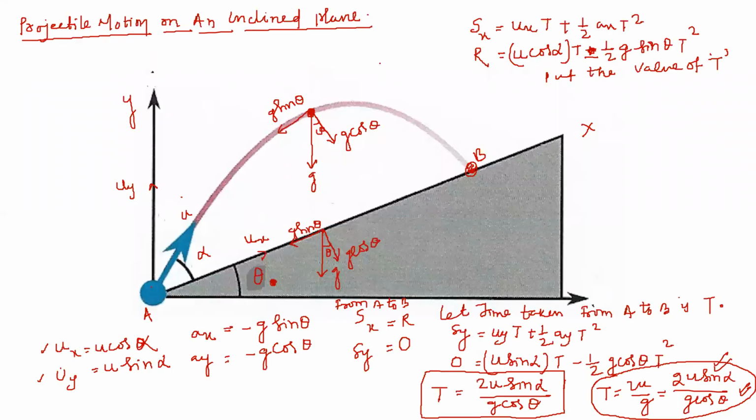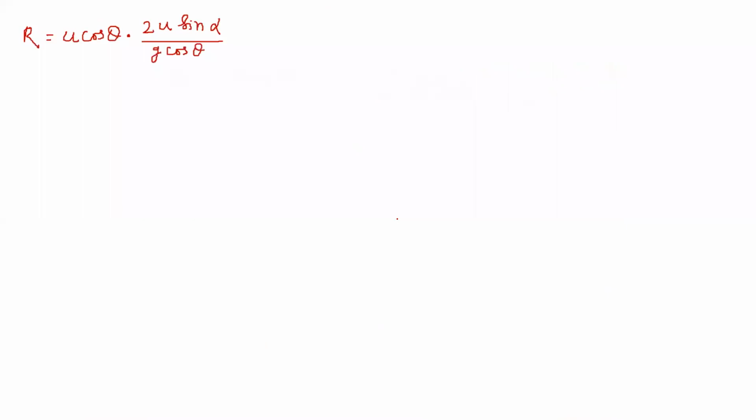Friends, see here, it was U cos alpha. Then T is equal to how much? 2U sin alpha by G cos theta. So it will be U cos alpha only, no theta, and here 2U sin alpha divided by G cos theta in the place of T. Minus half into G sin theta was there, and in place of T square, we write 2U sin alpha divided by G cos theta whole square.